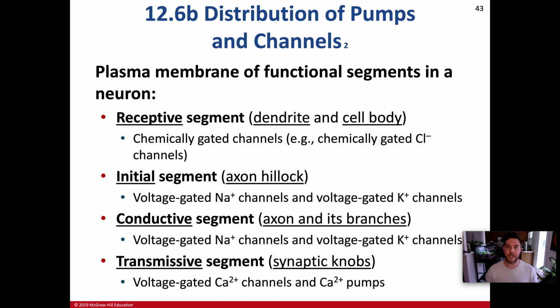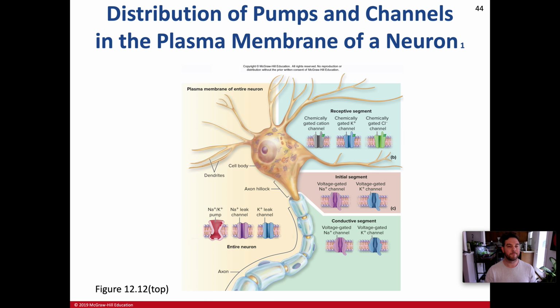Okay, so calcium channels allow stuff to come in. Calcium pumps are going to push the calcium out to maintain the concentration gradient. Calcium is necessary for neurotransmitter release.